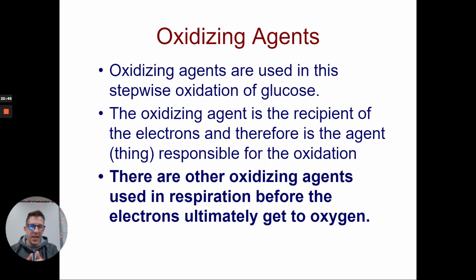So oxidizing agents are the recipients of these high energy electrons. Therefore, they are the agents responsible for oxidation, okay? So a weird way to think about this is that oxidizing agents are being reduced because oxidizing agents are gaining these electrons, okay? Now this is something that I tend to try to simplify for you, to help you understand what an oxidizing agent is.